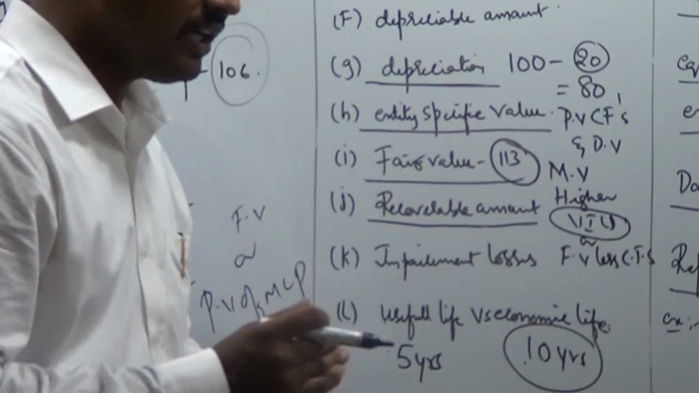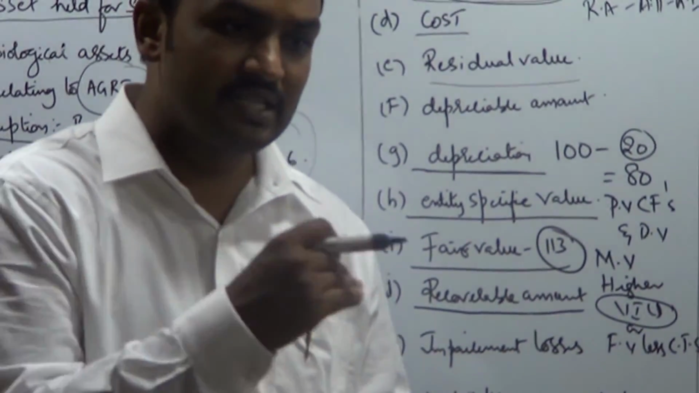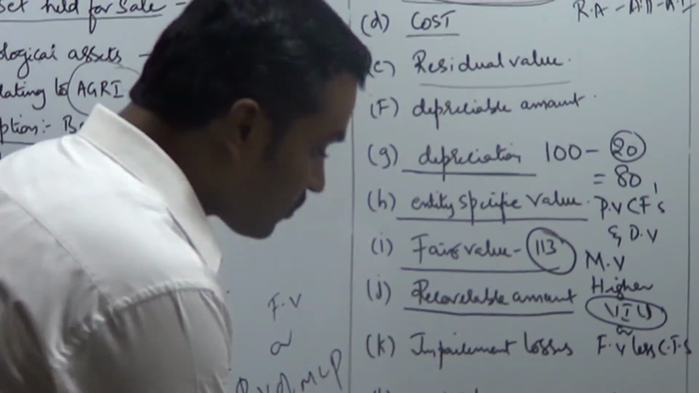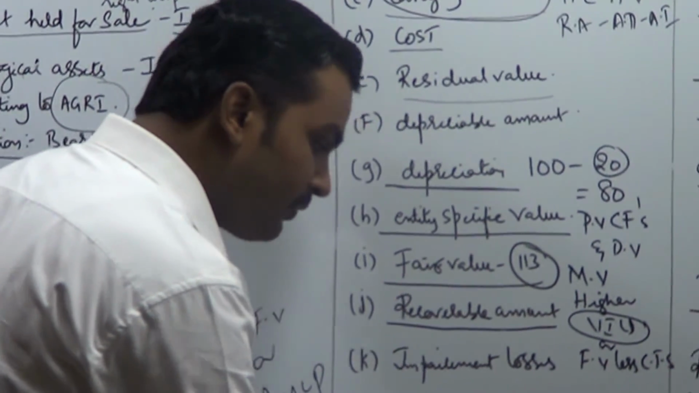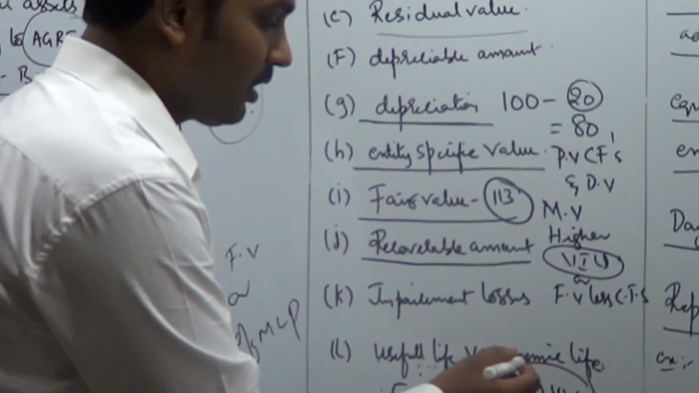Useful life is the period over which the entity expects to use the asset, or it is a number of units which the entity expects to produce by using the asset. Useful life can be equal to economic life or useful life can be below economic life, but useful life cannot be more than economic life.